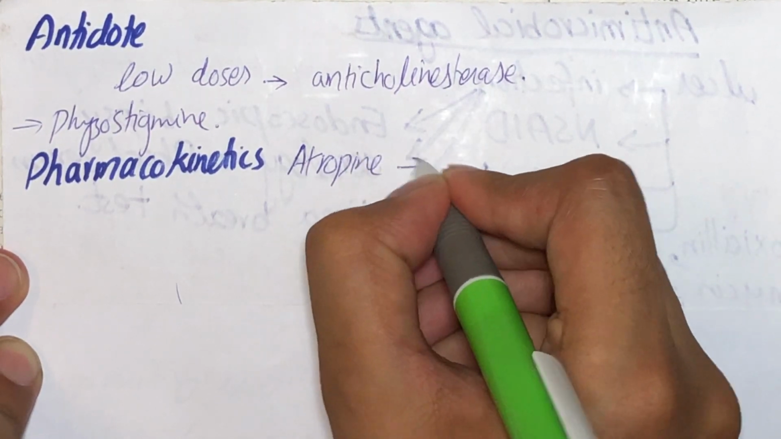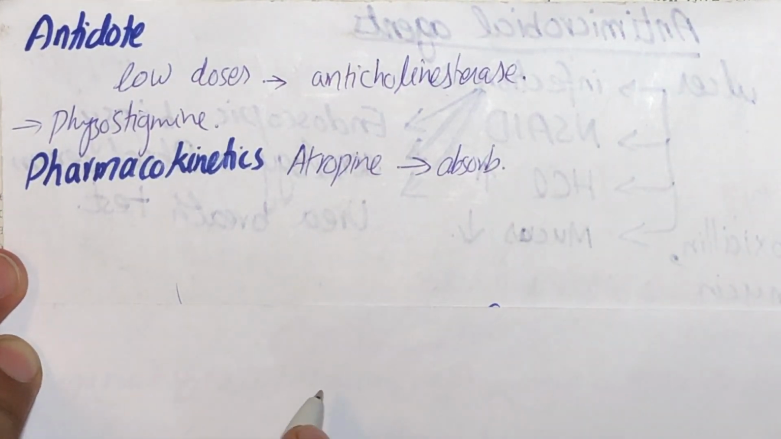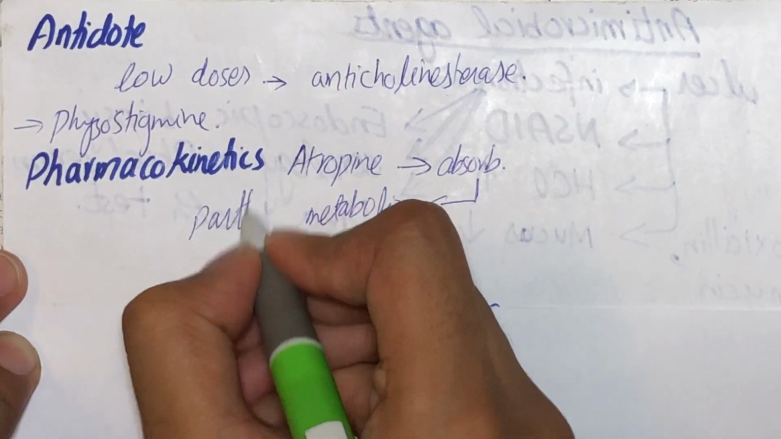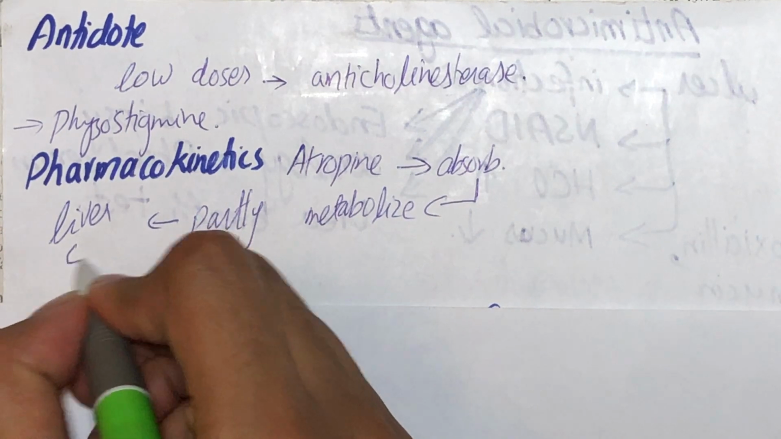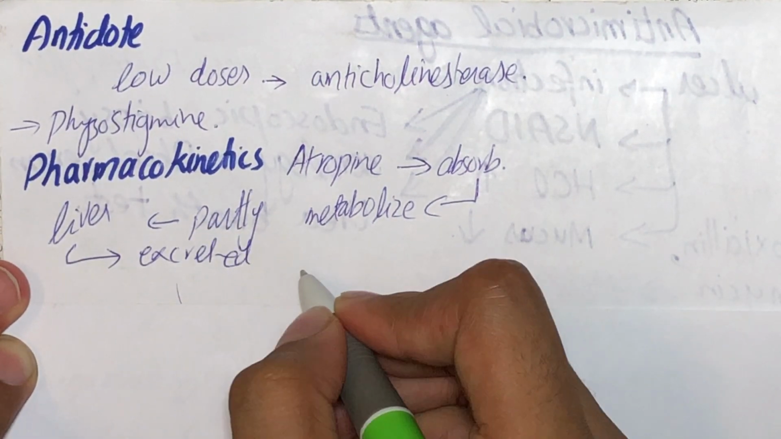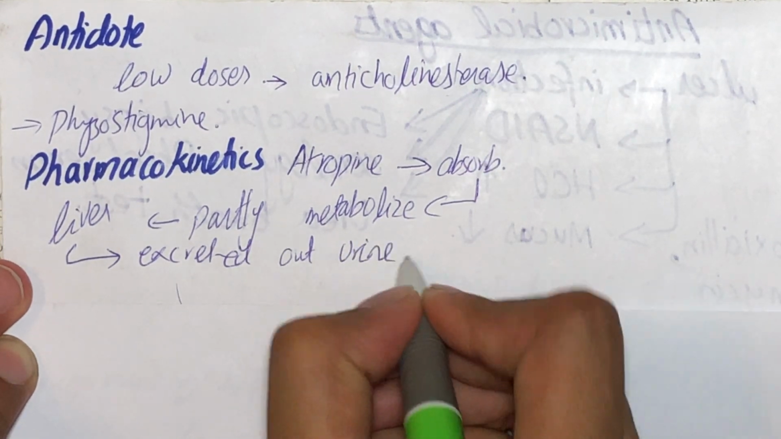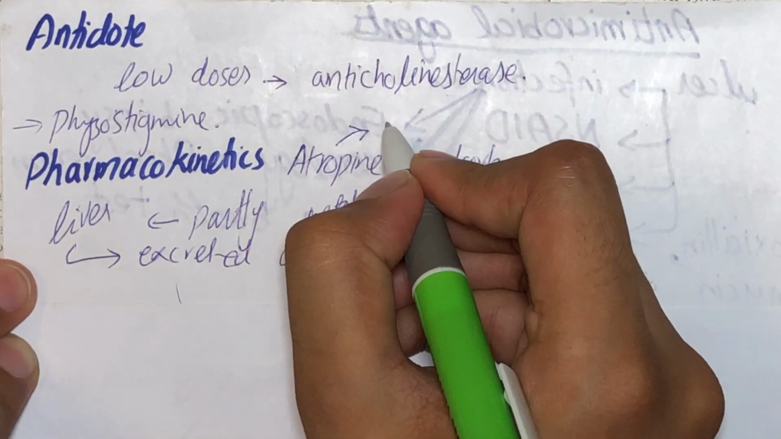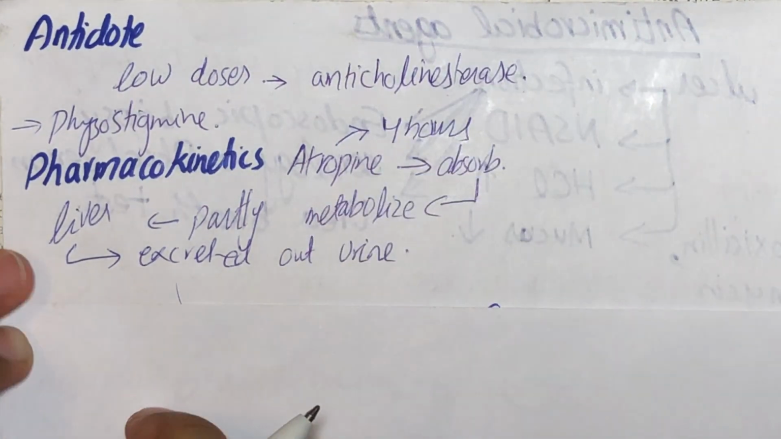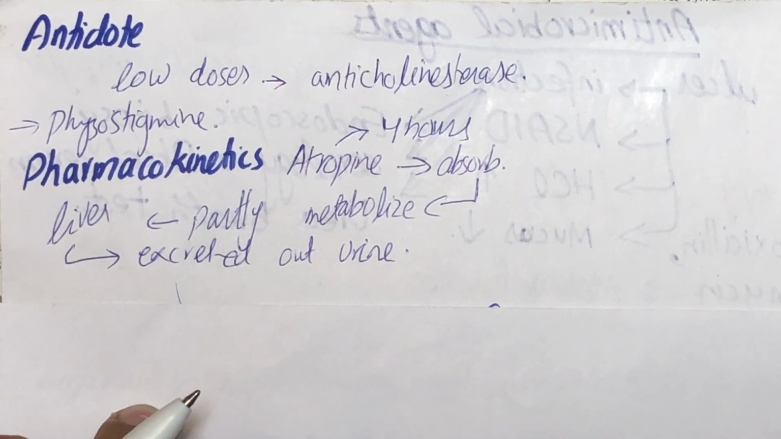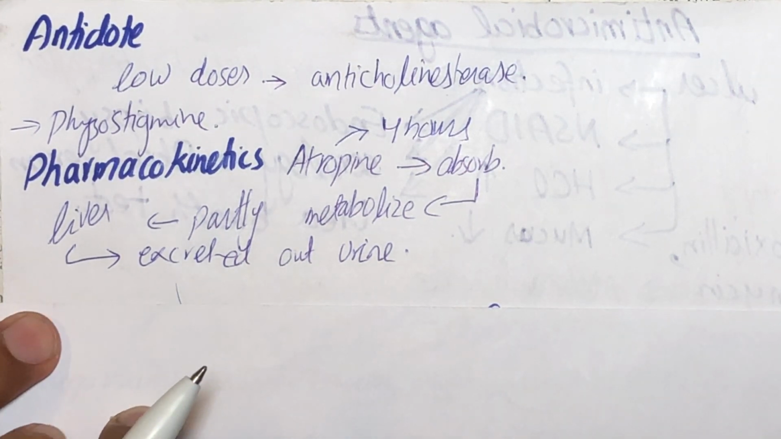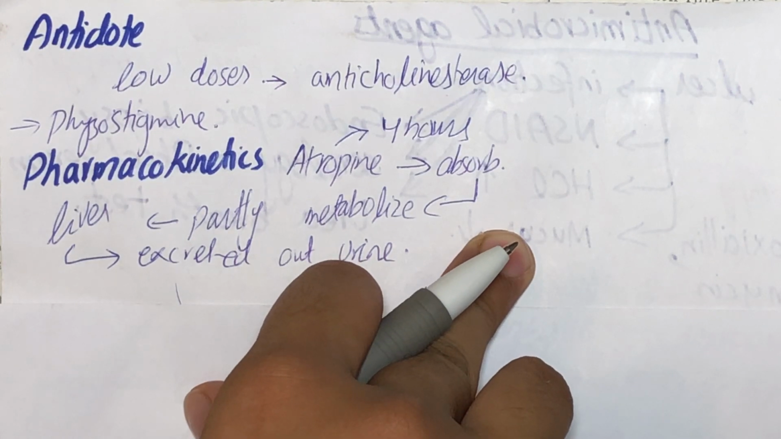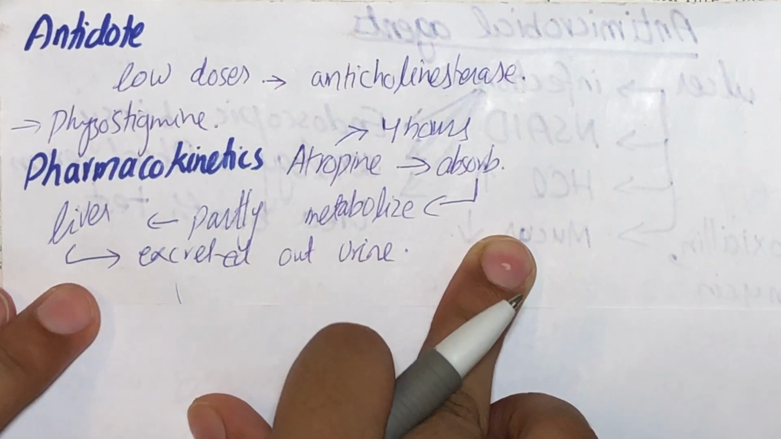Atropine is well absorbed through the GI tract and then it is metabolized partly in the liver, and after that it is excreted out through urine. If we talk about the systemic intake of atropine, the half-life of atropine is about 4 hours. But if we talk about topical application of atropine on the eye, it has a much longer half-life than that of systemic, because there it may cause its effects such as mydriasis and cycloplegia for many days. So this was all about atropine.